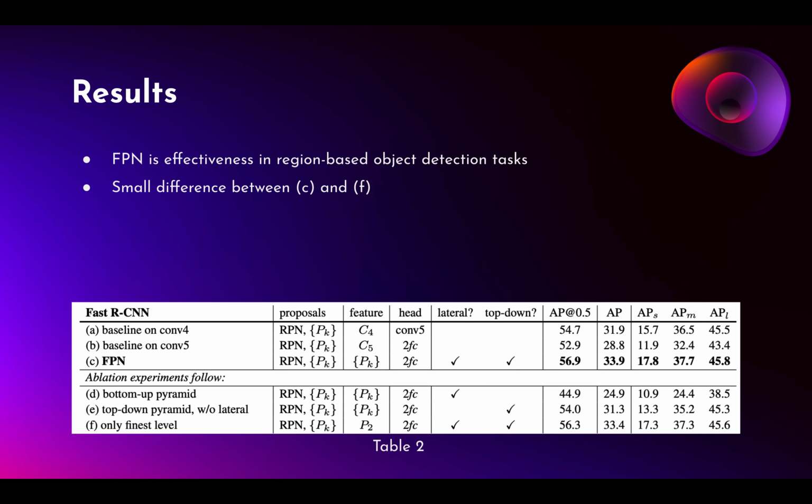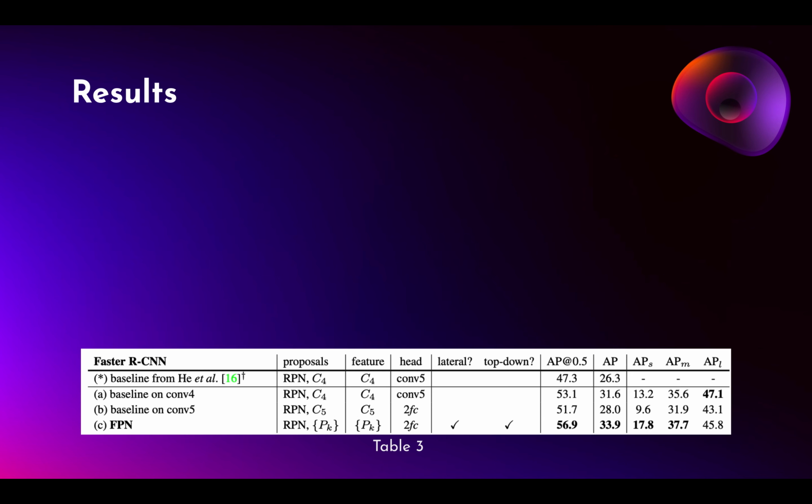Table 2 shows the performance of Fast RCNN with FPN. Similar to RPN, the results from A, B, and C show the effectiveness of FPN in region-based object detection tasks. The difference between C and F is small because the ROI pooling is not sensitive to the scale of the region. Therefore, we cannot simply conclude that the method of F is not good. The result of Faster RCNN is similar, which is shown in Table 3.